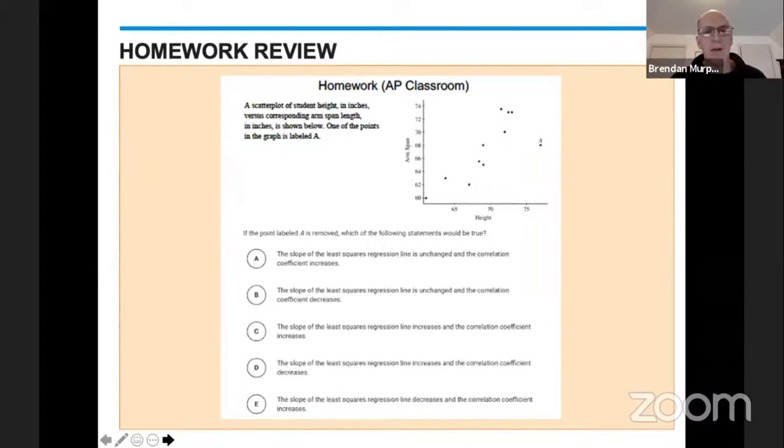A scatter plot of student height in inches versus corresponding arm span length in inches is shown below. So with bivariate data, my x-axis is my explanatory variable, my y-axis is my response. And so I actually do this, sometimes I do height versus weight, or height versus shoe size, or height versus arm span. And we usually have a good discussion, why is height the explanatory variable and arm span the response?